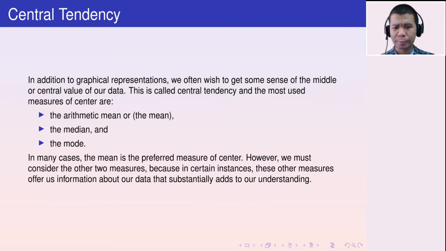In many cases, we are interested in such measures, and these measures are sometimes called the central tendency. Now, the most popular ones are given below here. One is called the arithmetic mean, or the mean, the median, or the mode. What are they? We're going to introduce all of these.